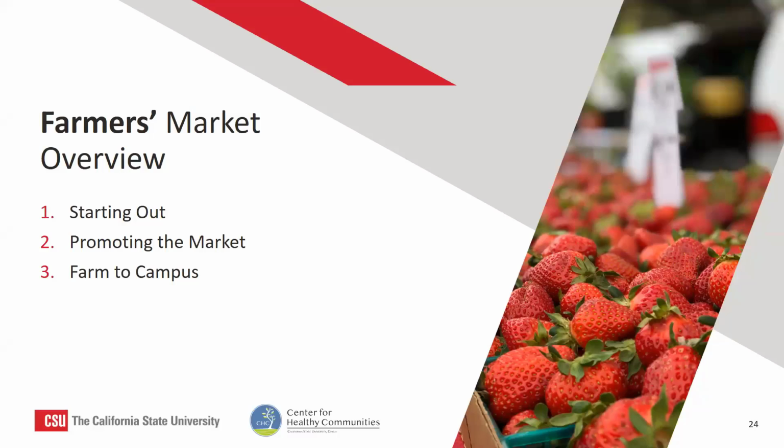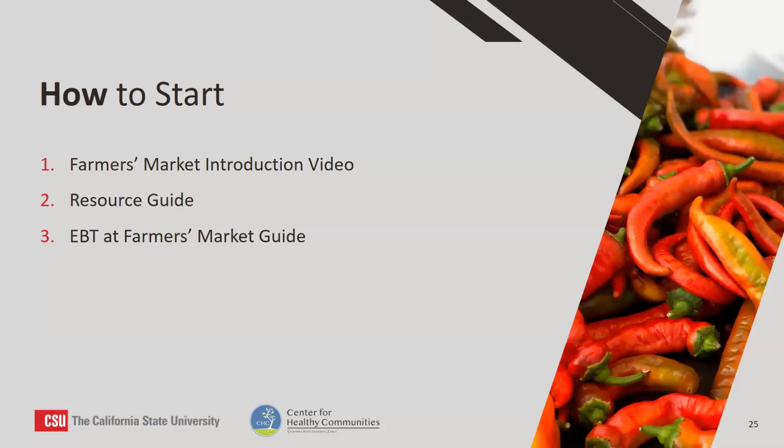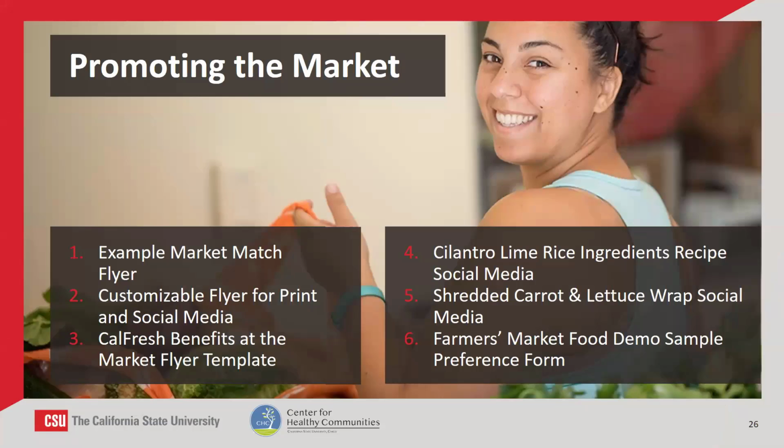So to get started, you'll want to watch the introduction video on our website. Next, check out the resource guide, which lists all the resources on this topic. There's also an EBT resource that you can share with your local farmers market if they do not have EBT transaction for students who have CalFresh food benefits. After creating a partnership with your local farmers market, you'll want to promote to students on campus. We have created sample flyers, also recipes and social media worthy materials that you're able to edit with your campus and farmers market information. Remember that cross-promoting with CalFresh Outreach in your pantry is always a great idea.